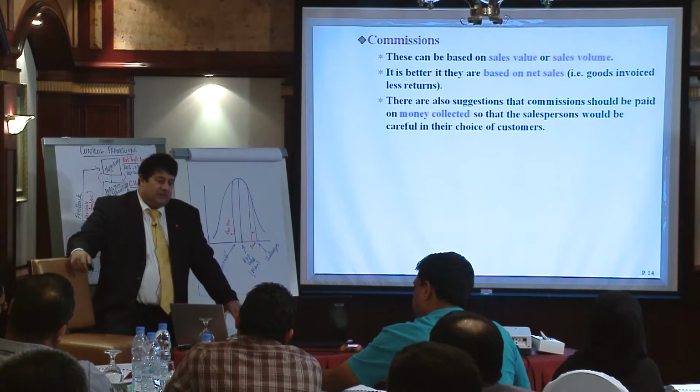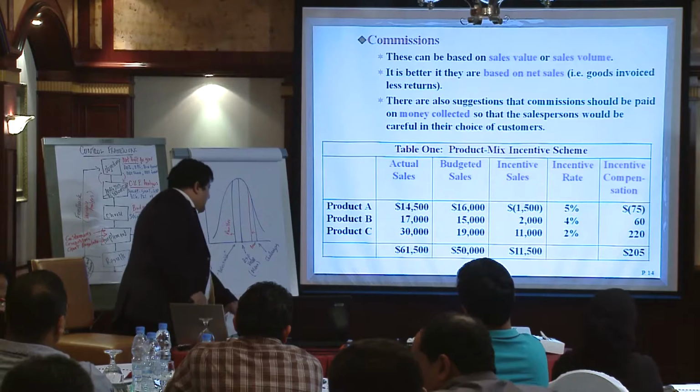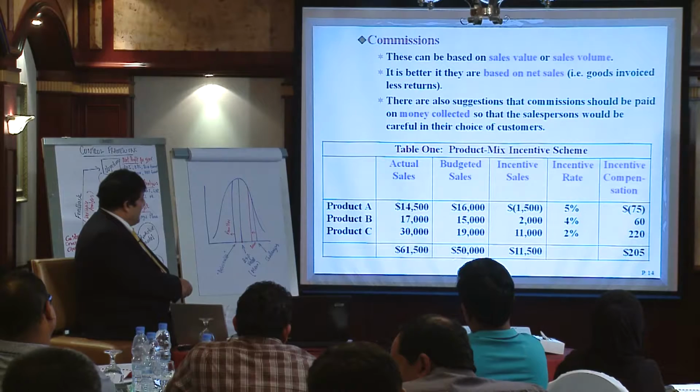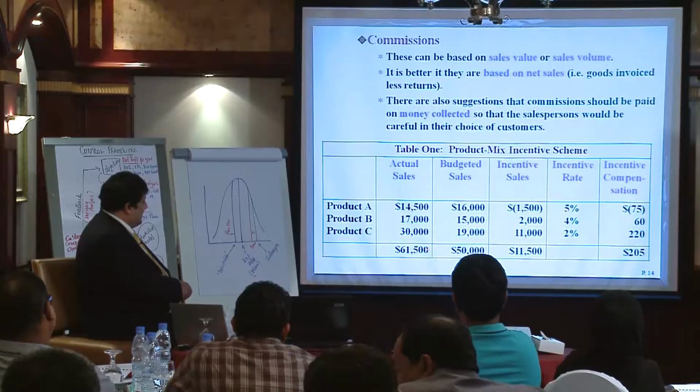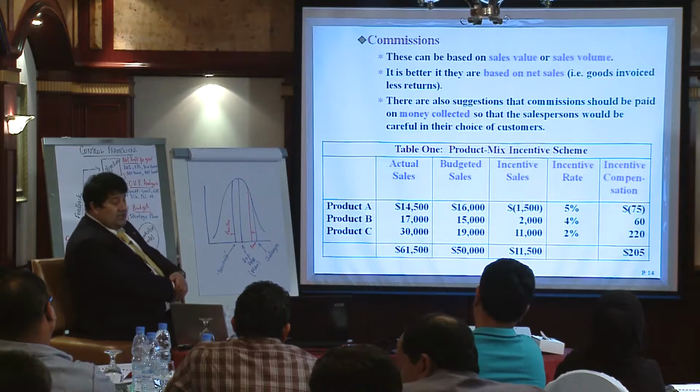Okay, so different commission structures. Here's an interesting one. Let's look at this one. Please note that the budgeted sales here are 50,000. The actual sales were 61,500 for three products. So looking at these numbers, what sort of commission structure was that? Challenging or achievable? Achievable.